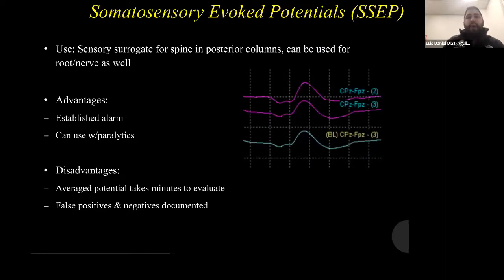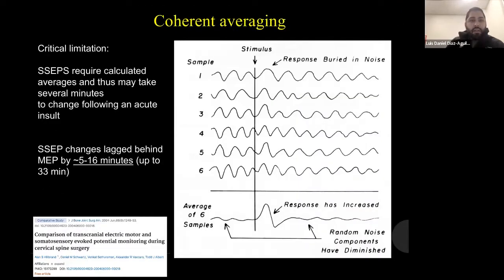So, in regards to SSEPs, this is a sensory surrogate for the spine through the posterior columns, used for the nerve and root as well. Some of the great advantages are the established alarm criteria and the fact that we can use it with paralytics. However, there are some very critical disadvantages in that the average potential can take several minutes to evaluate, and there are known false positives and false negatives documented within the literature.